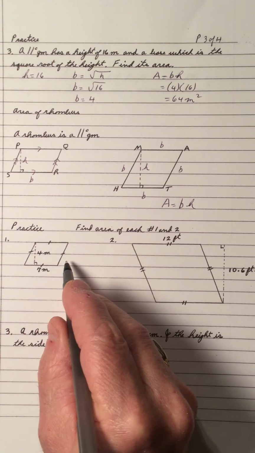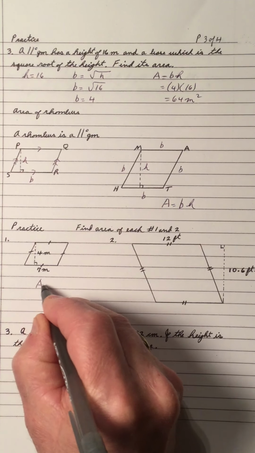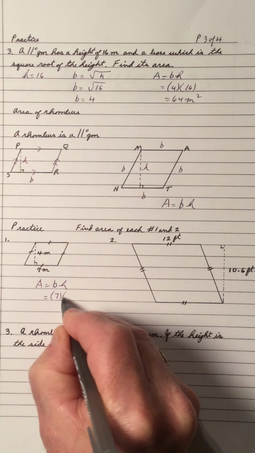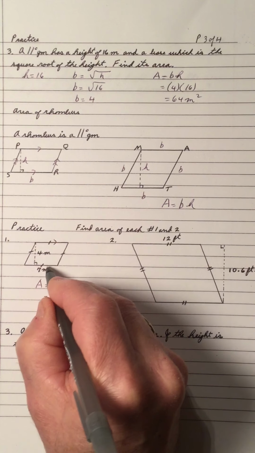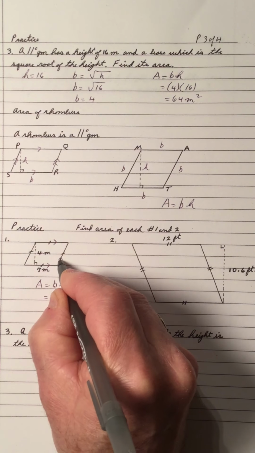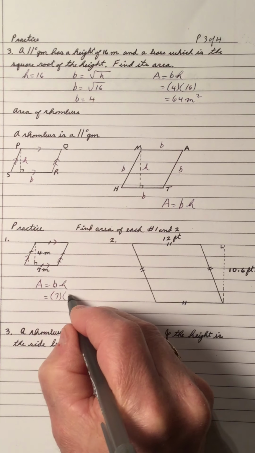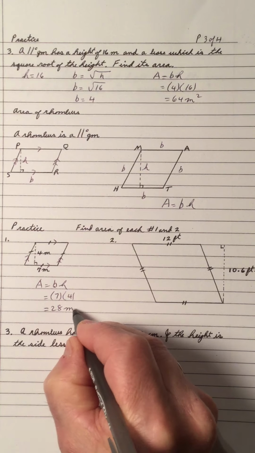So find the area of each. Notice this is a rhombus, because all sides are equal. So it's base times height. The base is 7. The height is the perpendicular distance between the parallel lines, because these lines are parallel to each other. Opposite sides are parallel. And so the height is 4, so it gives us 28. And it's meters, so it's meters squared.